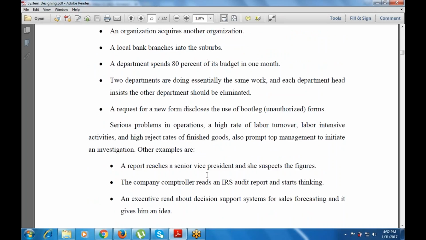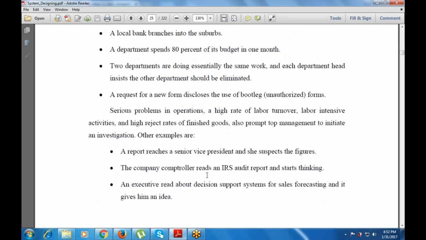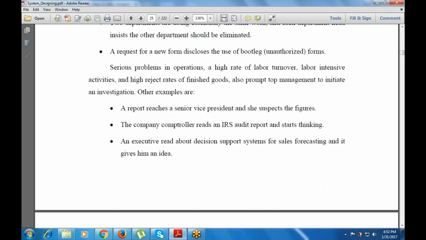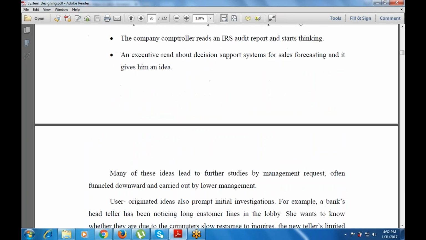A report reaches a senior vice president and she suspects the figures. Then the company controller reads an IRS audit report and starts thinking about it. An executive also reads about a decision support system for sales forecasting, which gives an idea. Many of these ideas lead to further studies by management request, often funneled downwards and carried out by lower management.